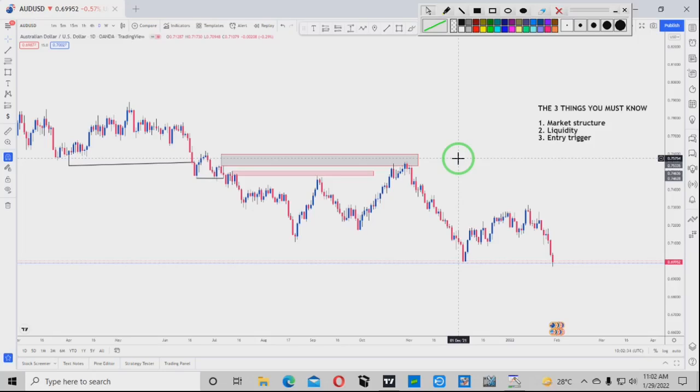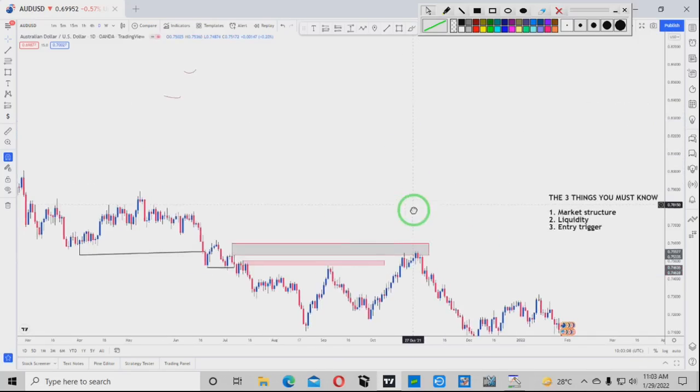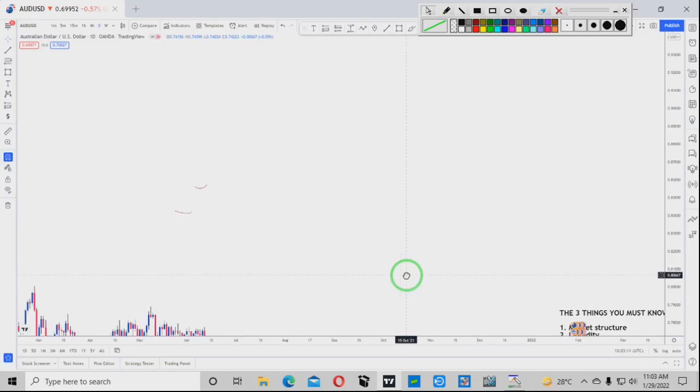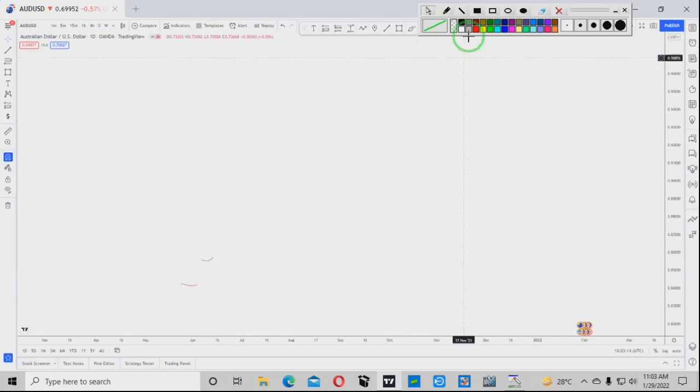In today's video, we want to consider the three most important things that you need to understand before you venture into trading the forex market. If you have no idea about these three concepts, you have no reason just yet trading the forex market. And what are these three important things? Number one, market structure. Number two, liquidity. And number three, entry trigger. Now we are going to break them down one after another, but before then I want us to go to the whiteboard and see what we mean when we say market structure.